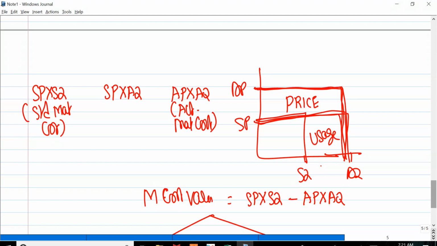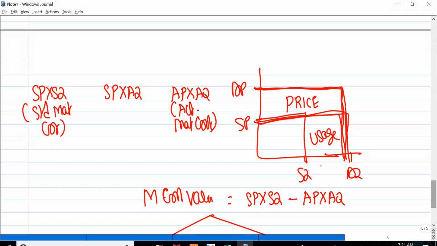Material variances is the heading. Scenario 1: single raw material. There will be multiple scenarios, so we are starting with single raw material.